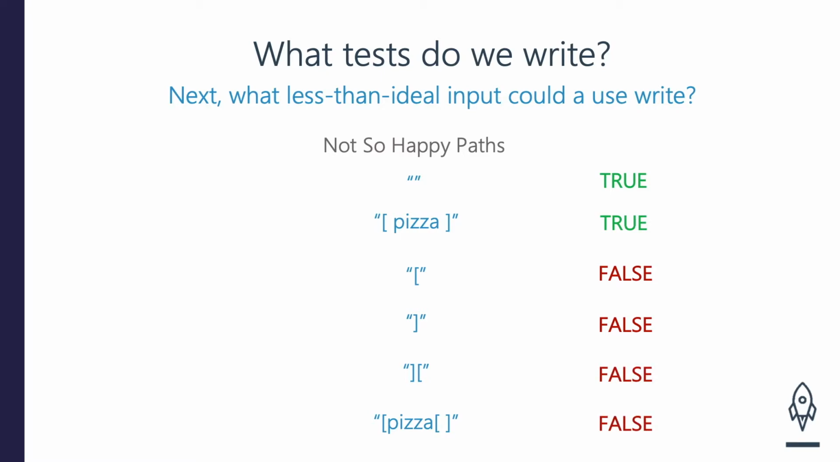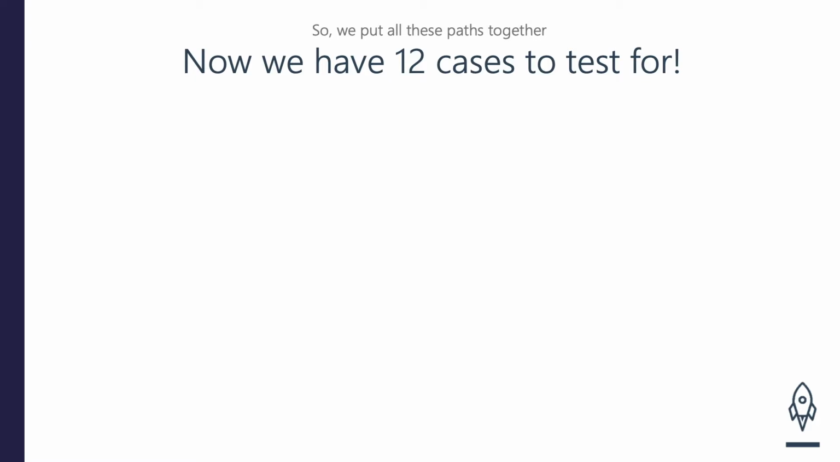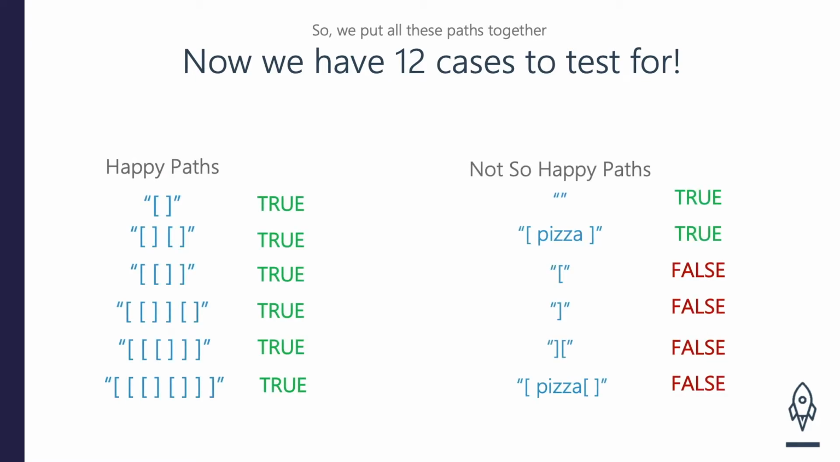So mixing the test cases we have here with those happy path cases that we also created, we now have 12 cases that we can test for. We have those happy paths and those not so happy paths. Looking at this table, we see all these trues and then the falses on the right-hand side. These are our expected values.